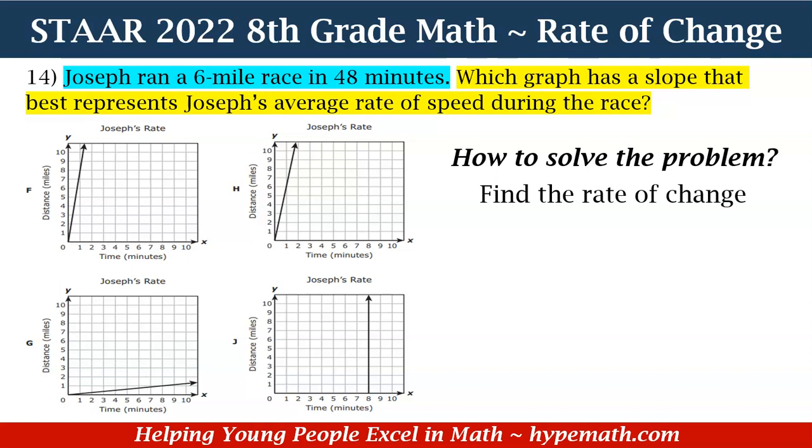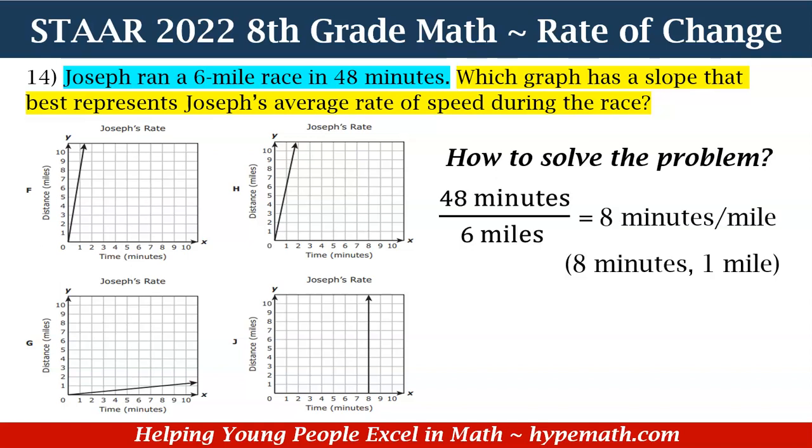Well, we need to find our rate of change. So in order to do that, we have 48 minutes over 6 miles, okay? 48 minutes over 6 miles, and that is equal to 8 minutes per mile. So one of our ordered pairs would be 8. That's our x-axis for minutes, and where the 8 is, we have a 1. So what is our correct answer?